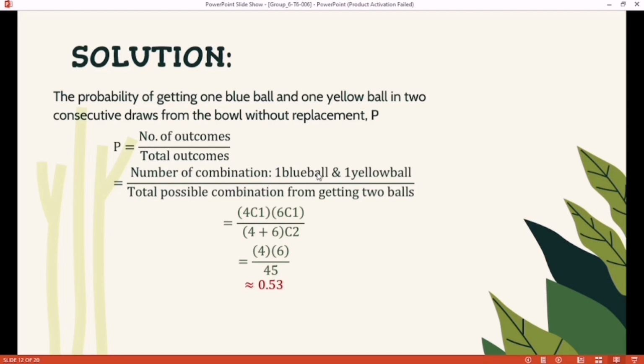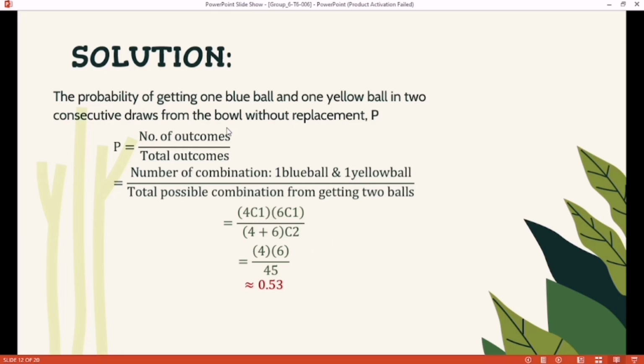Number of combinations of 1 blue ball and 1 yellow ball, out of the total possible combinations of getting 2 balls. The blue ball is represented by the combination of 4 choose 1, and the yellow ball by 6 choose 1. The total possible combinations of getting 2 balls is 4 plus 6, which equals 10. Out of 10 balls, you can only choose 2 random balls.